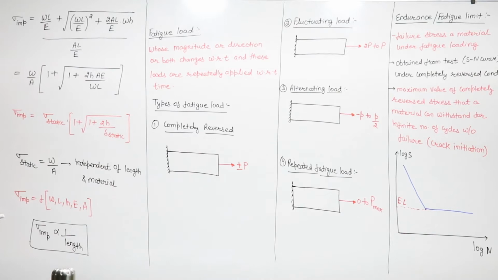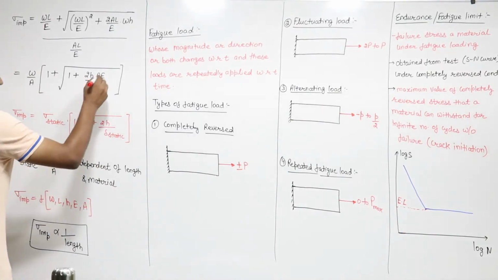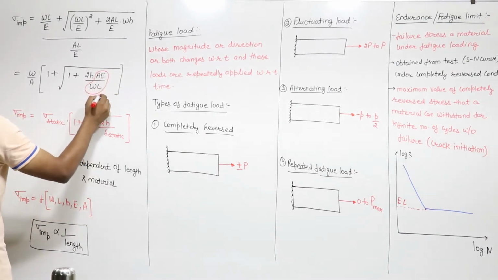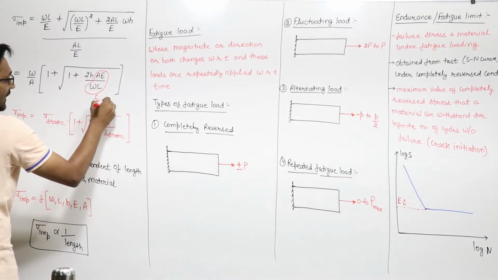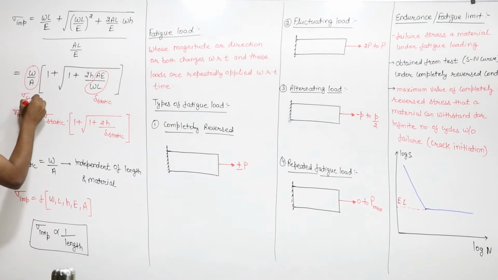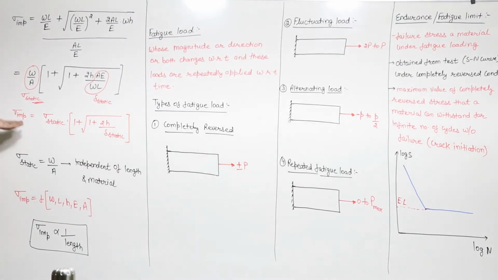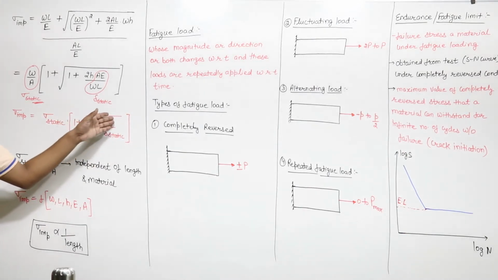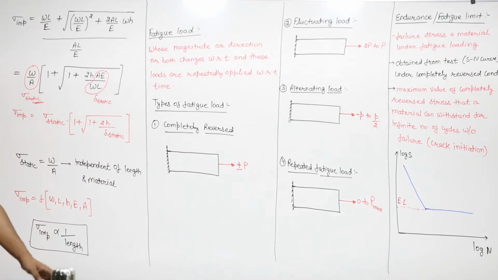So if I write from here, this WL upon AE we know as delta static, and this W upon A is known as sigma static. So we can write from here that the impact stress will be equal to sigma static into 1 plus under root of 1 plus 2H upon delta static.